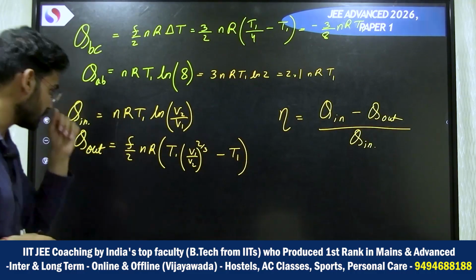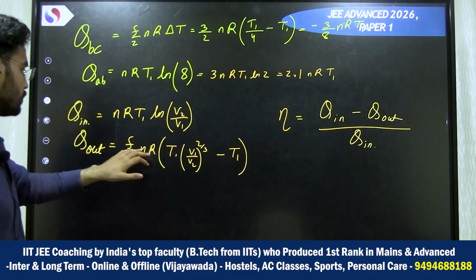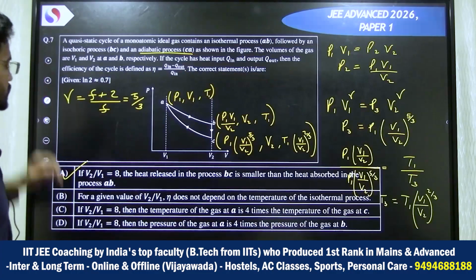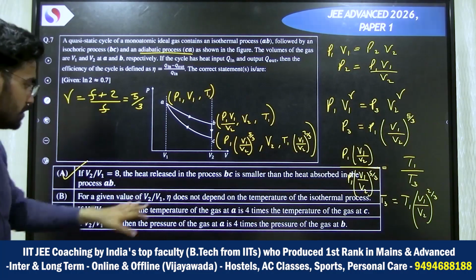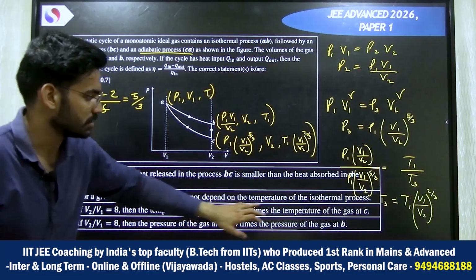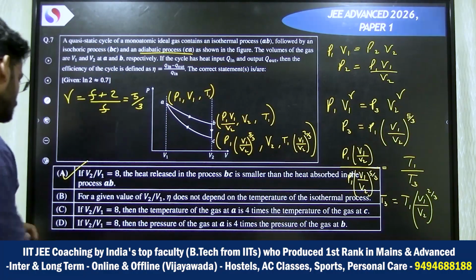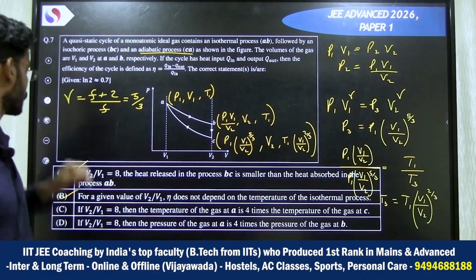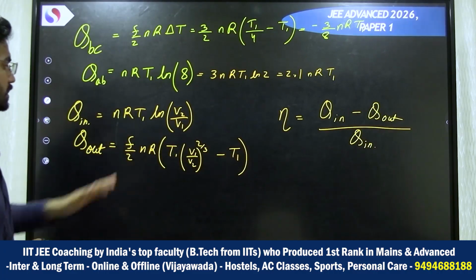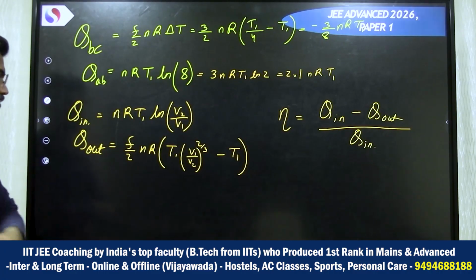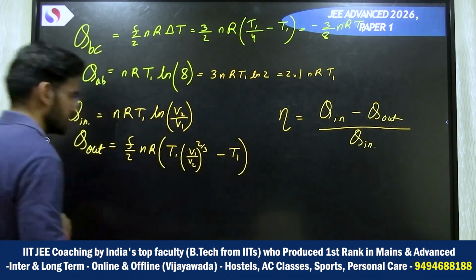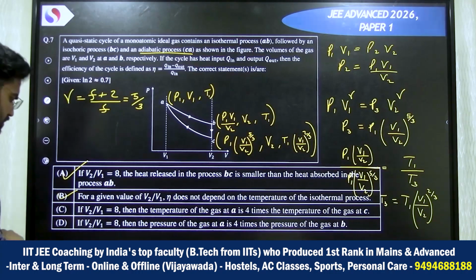If you write down the values, T1 comes common, and T1 from numerator and denominator cancels out. That means what he is saying is correct. For the given value of V2 and V1, eta does not depend on the temperature of the isothermal process. As I am solving, it depends on V1 and V2 only, and on the degrees of freedom of the monoatomic gas, 3. So it is not depending on T1. That is why it is correct.